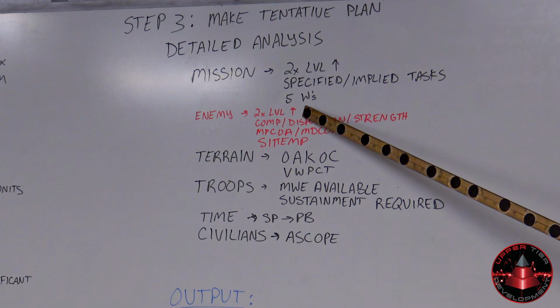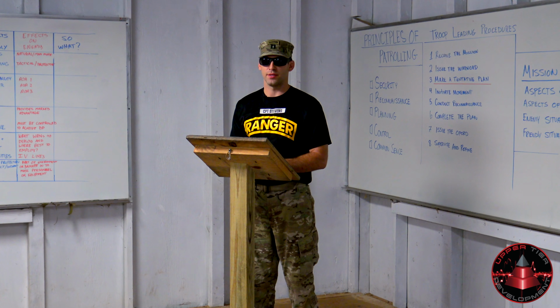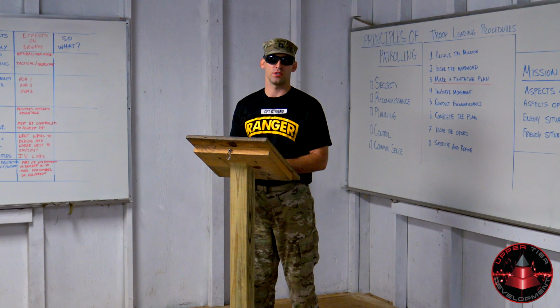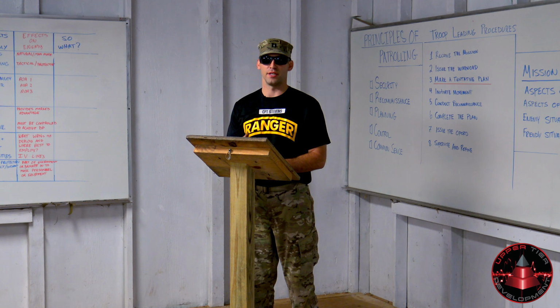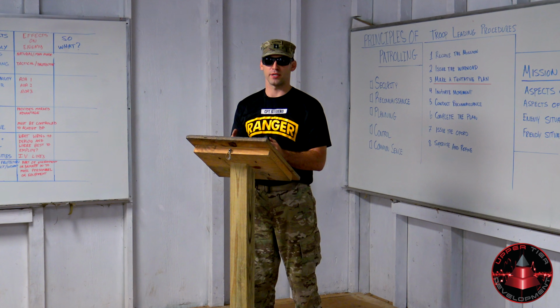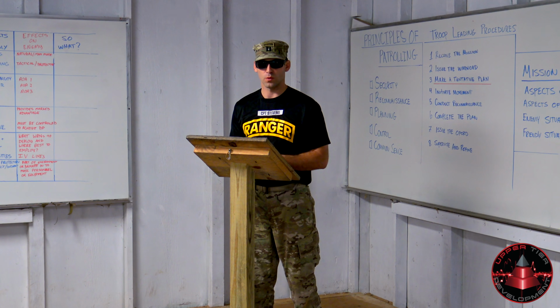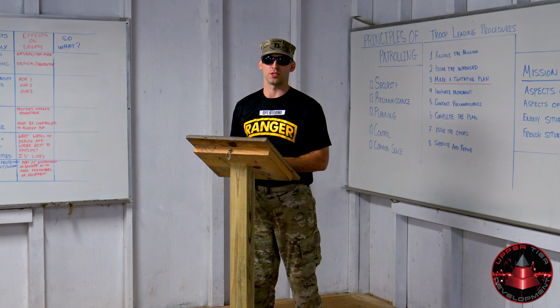So there's several things that we want to take into account when we look at enemy. We want to look at things like composition, disposition, strength, most probable and most dangerous courses of action, and then this is all going to result in a SITTEMP. So the first thing that we're going to look at is composition. For our composition, it's simply the line wire diagram that you've seen before, where it gives you a breakdown of what the enemy element looks like.